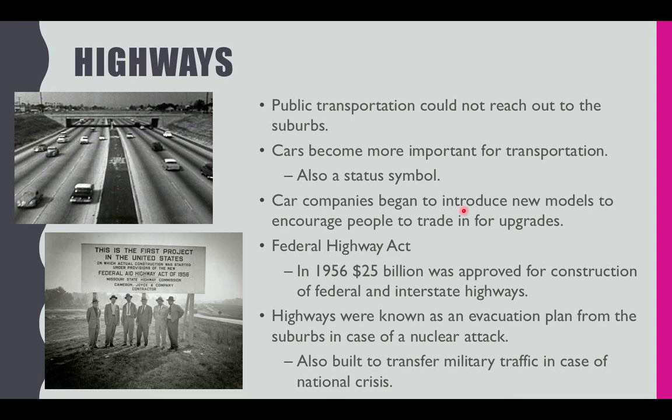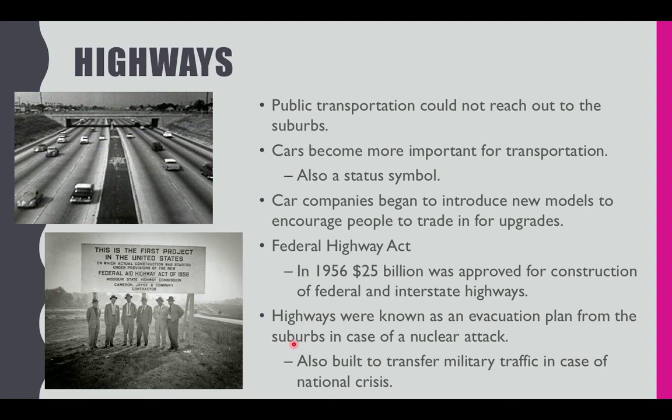The Federal Highway Act is going to be passed in 1956. $25 billion is going to be pushed for federal and interstate highways. Now, highways, yes, we think about it. It connects the suburbs to the cities. Cool. But highways are also, in the government's eyes, going to be known as the evacuation plan for the suburbs. How the heck do we get these people out of the suburbs? We've got to give them ways to get moved out.